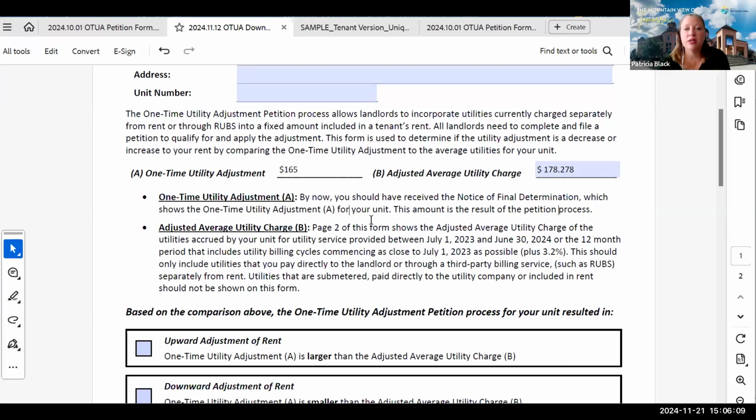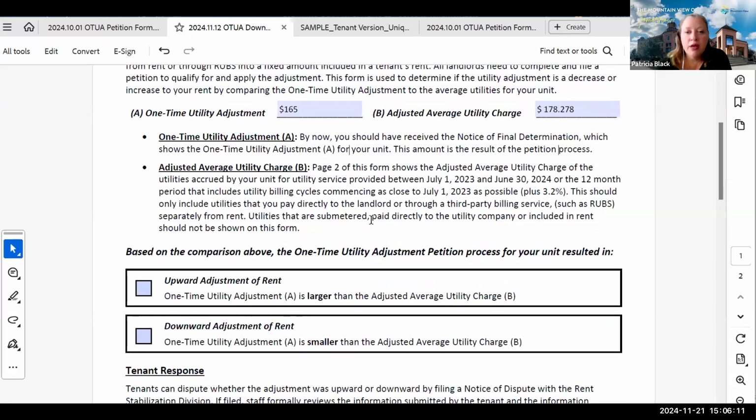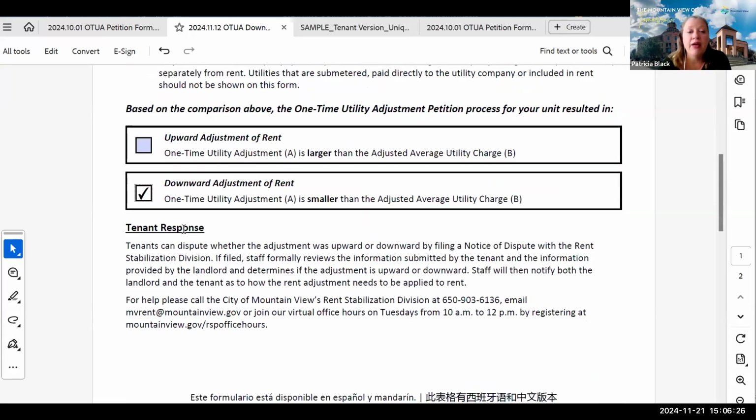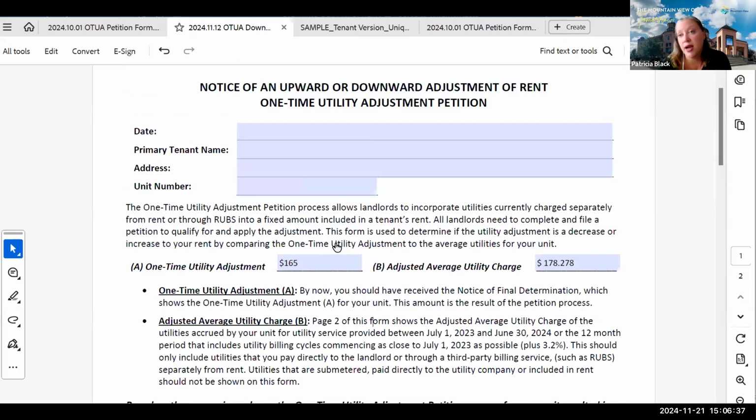we know that 165 is less than, so we're going to look and figure out what that means. So 165 is less than 178. So that means that this adjustment is a downward adjustment. So I'm going to click that so that the tenant knows that this is a downward adjustment. Okay. And then the tenants have a right to dispute whether or not it's an upward or downward adjustment by filing a specific notice of dispute with us, which we'll provide to you once this process is ready to happen. So you're going to work on this.